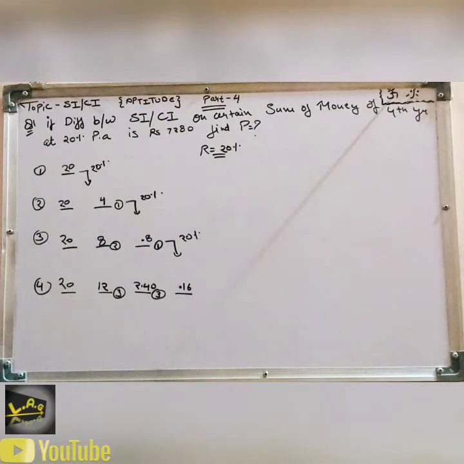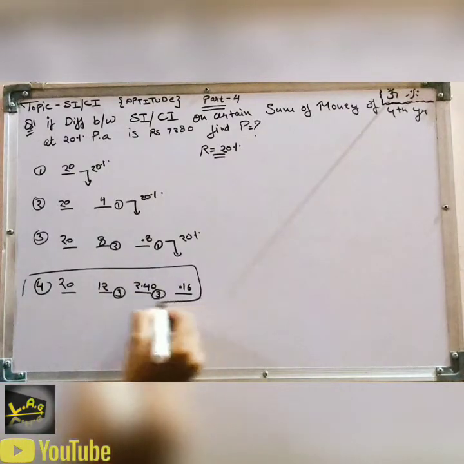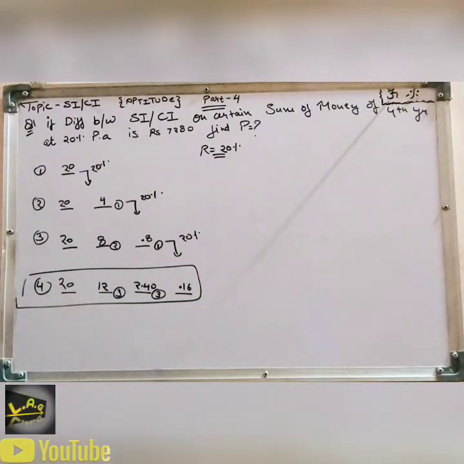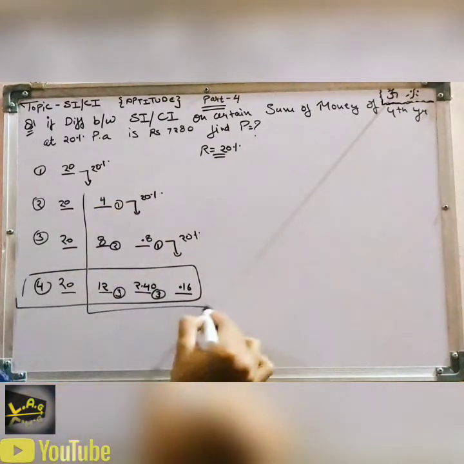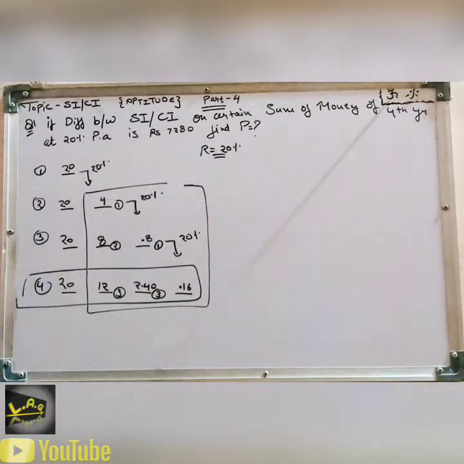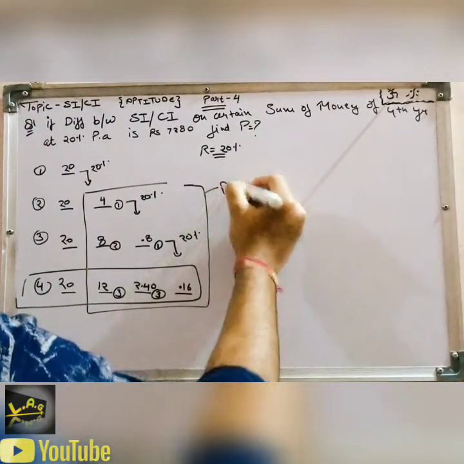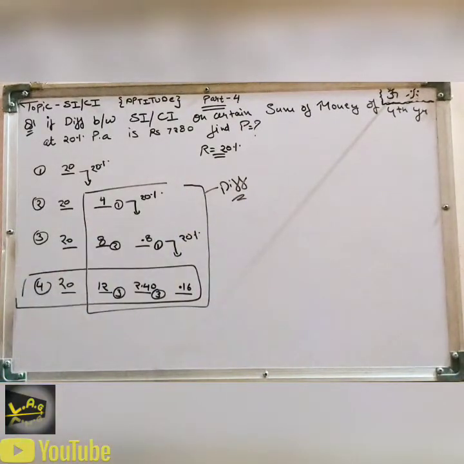Now we have to find the fourth year. We have to find the principal amount, but before that we have to find the fourth year part. I have told you that this part is the difference part. So how can we calculate the interest amount in it?